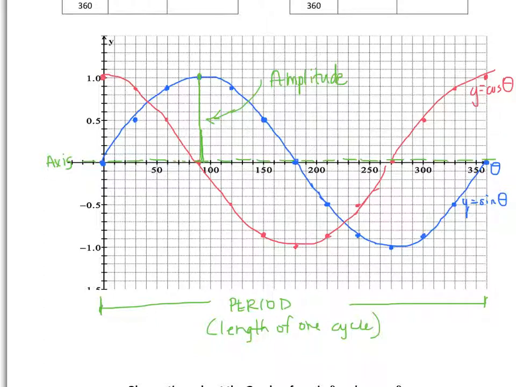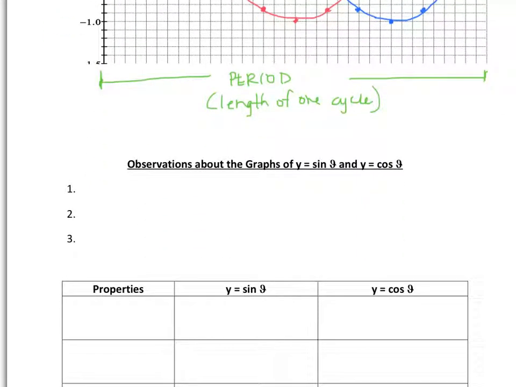Okay, so now we're just going to summarize some observations about both of these graphs in your notes. All right, first off, we're going to say that both of these functions are what we call periodic.